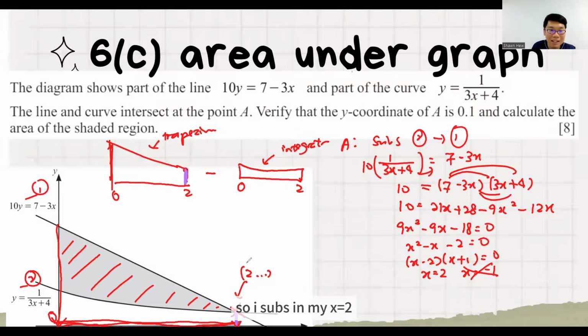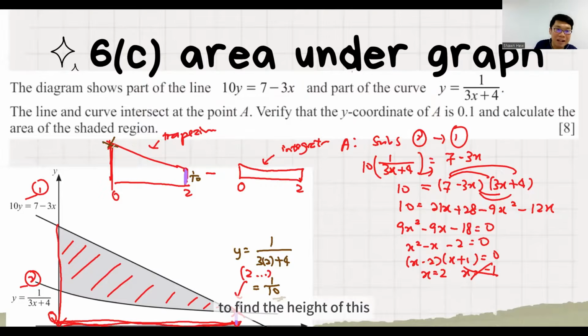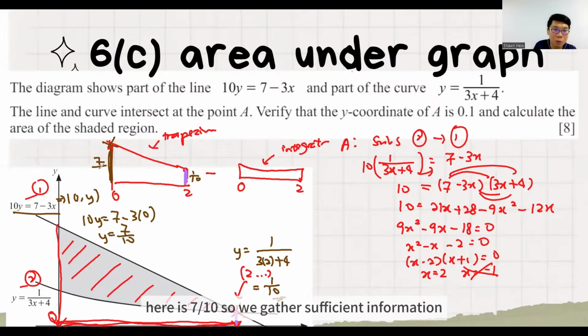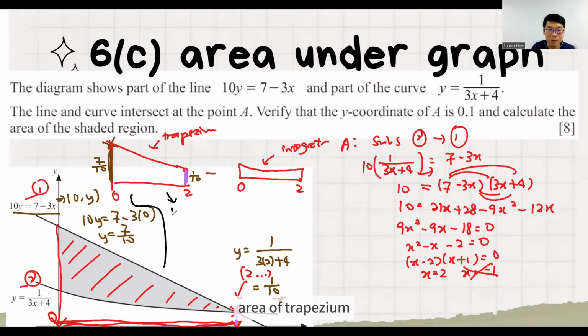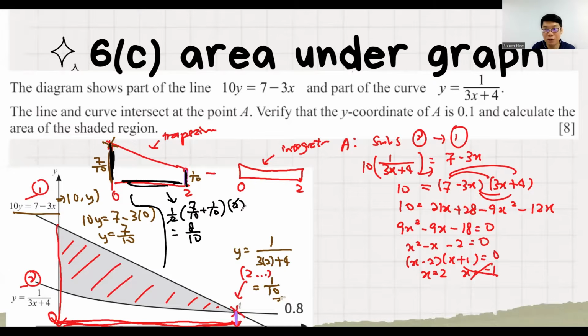So I substitute x equals 2 into either of the equations. Let's say I substitute into y equals this. So I can confirm here is 1/10, which is 0.1. Then I need to find the height of this. Y-axis means x equals 0. Here is 7/10. So we get sufficient information. Area of the trapezium is half times this height plus this height times this, 0.8.